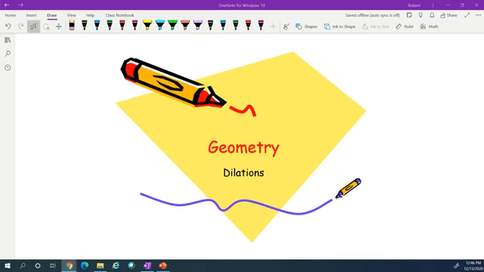This dilation does affect the size of the figure. It does not change the shape, but it does affect the size. So let's jump right into it.